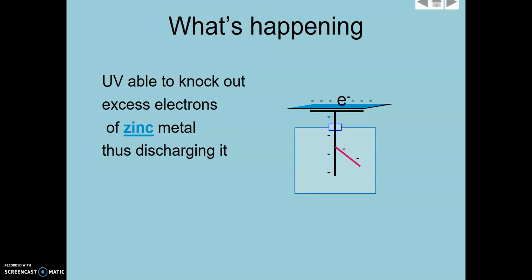So what's actually happening? When the UV strikes the surface of the zinc, it knocks the excess electrons out of the zinc, thus discharging it. Let's look at that animation again. The UV light comes in, the electrons are knocked out, and the leaf collapses.